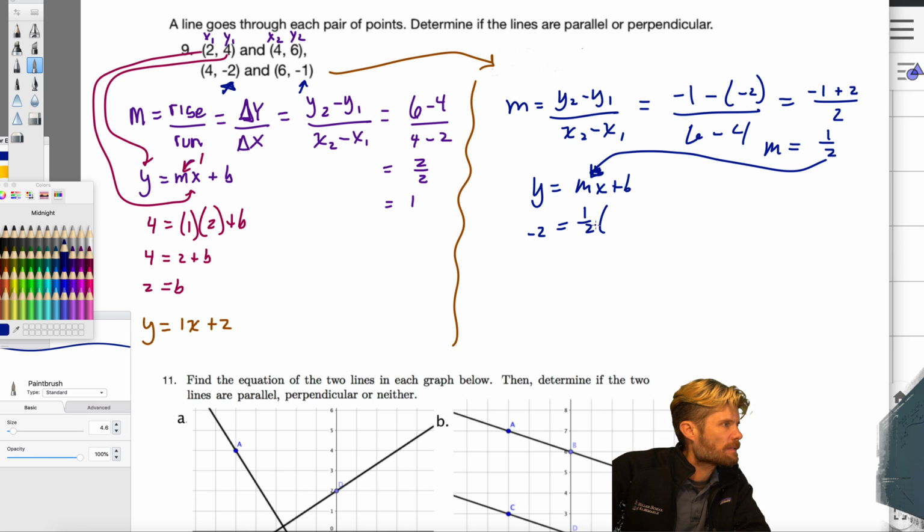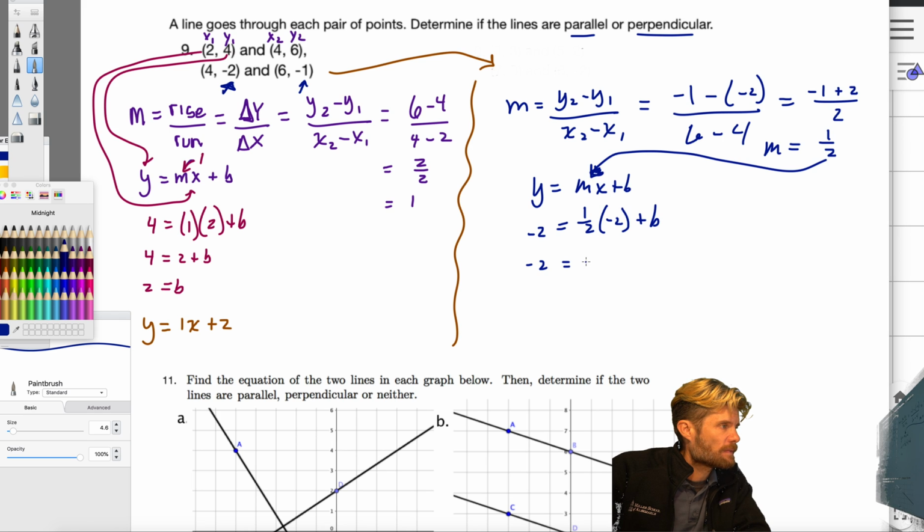M is 1/2. We already know the deal here, right? For parallel, perpendicular, or neither, don't we? Because if the slope here is 1/2 and the slope here is 1, well, it's not equal nor perpendicular. So this one's going to be neither. But let's just go ahead and finish this anyway, just to practice writing an equation of a line.